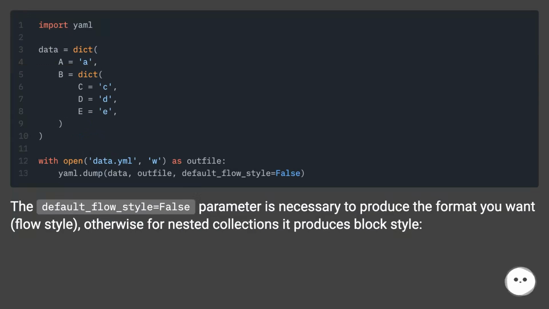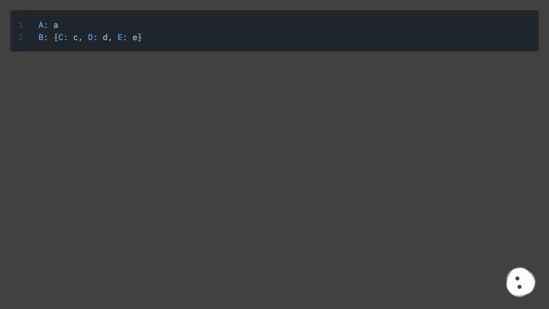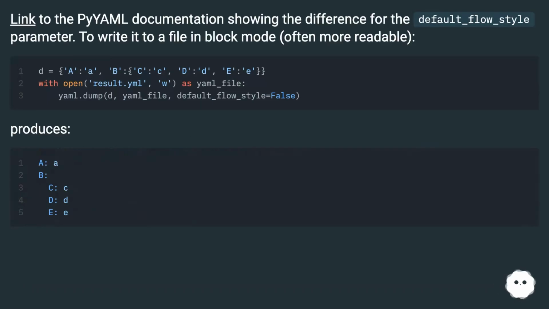The default_flow_style=False parameter is necessary to produce the format you want; otherwise, for nested collections, it produces flow style instead of block style. Link to the PyYAML documentation showing the difference for the default_flow_style parameter. To write it to a file in block mode, often more readable. Produces.